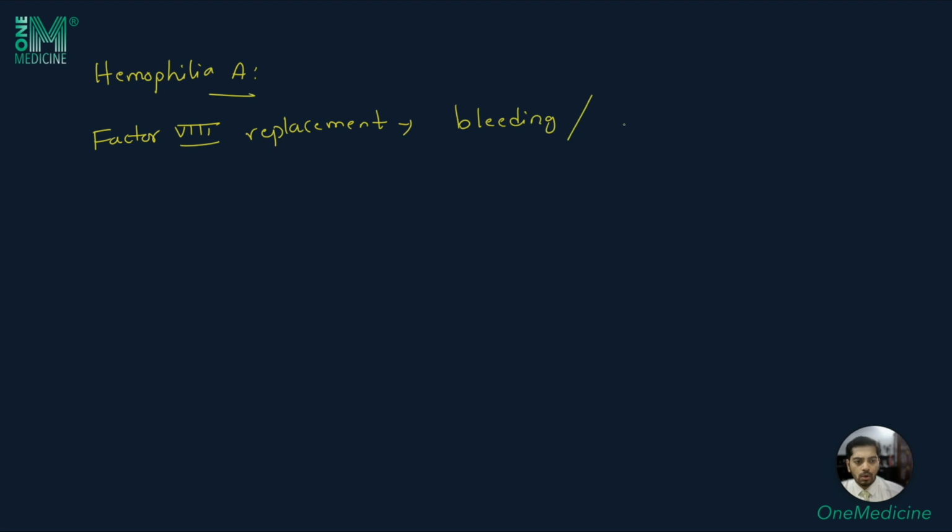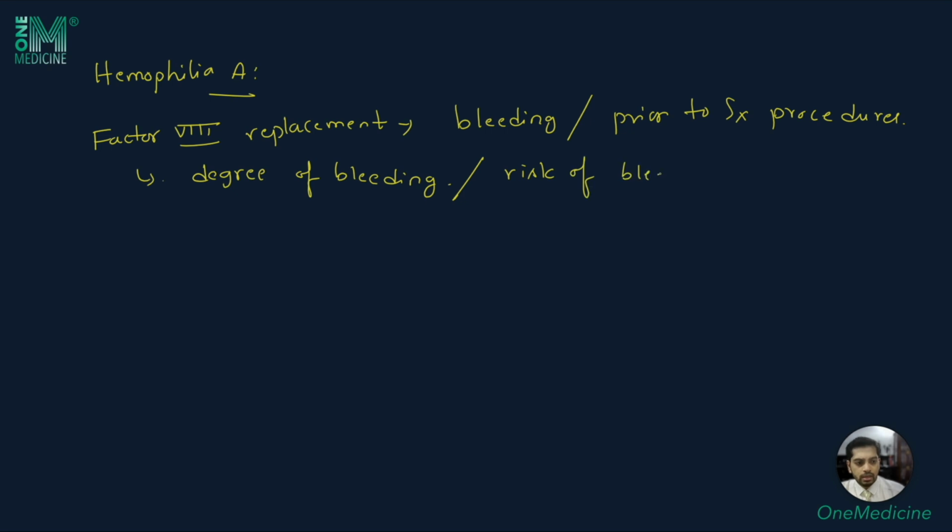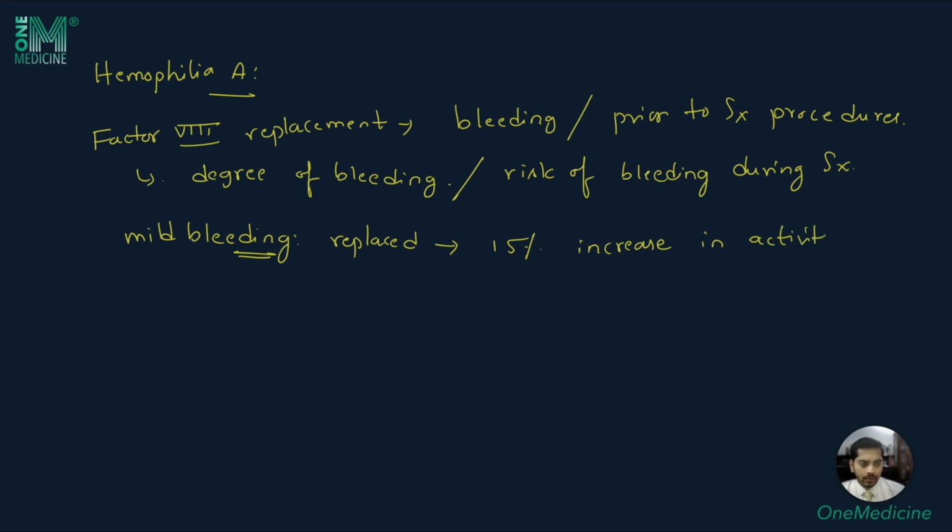For treatment of hemophilia A, factor 8 replacement, especially in cases of bleeding or prior to surgical procedures. The replacement levels are dictated by the degree of bleeding or risk of bleeding during surgery. In cases of mild bleeding, factor 8 is replaced to obtain a 15% increase in activity level, or in case of severe bleeding, replacement is done to achieve a 50% of factor 8 activity level.